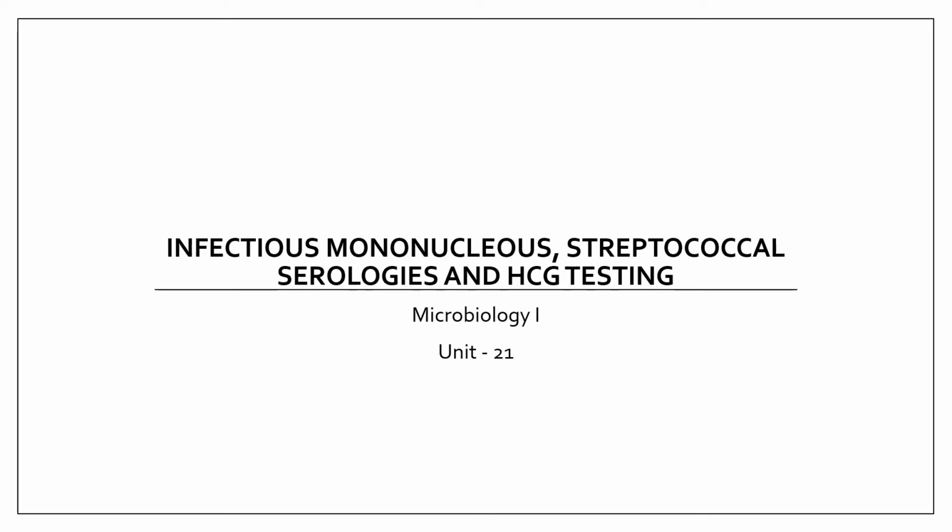Hi group, and welcome to Unit 21, where we're going to talk about serology. We're going to talk a little bit about how to test for infectious mononucleosis, how to test for streptococcal antibodies, and also HCG testing, which is generally used for pregnancy. So we'll go ahead and cover those things here in Unit 21.